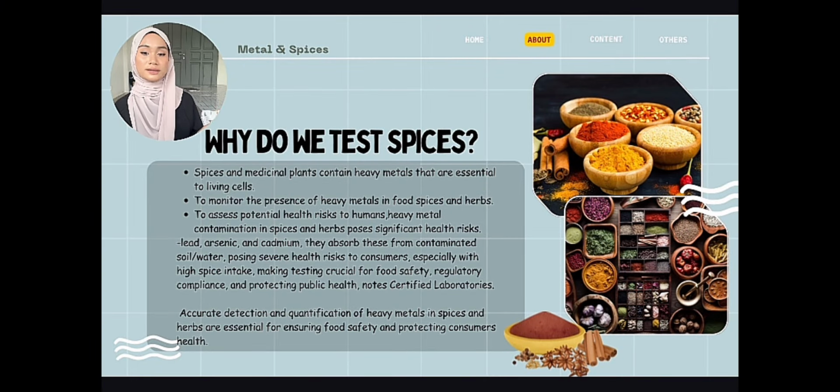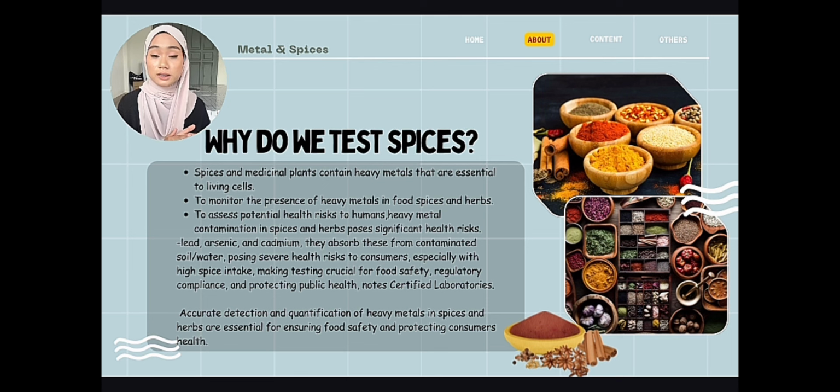Okay, why do we test spices? As we know, spices are organic food additives that have been used to improve the sensory quality of foods for thousands of years and have been an integral part of worldwide culinary traditions, providing flavor, aroma, and medicinal properties and playing important historical roles in civilization, exploration, and commerce.